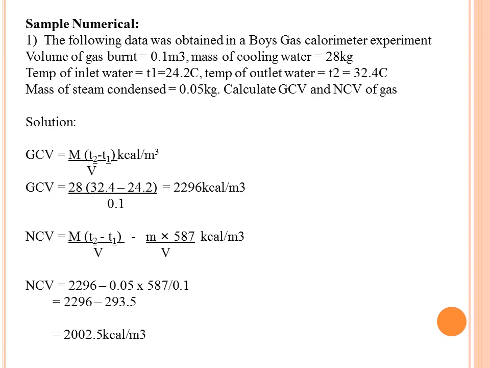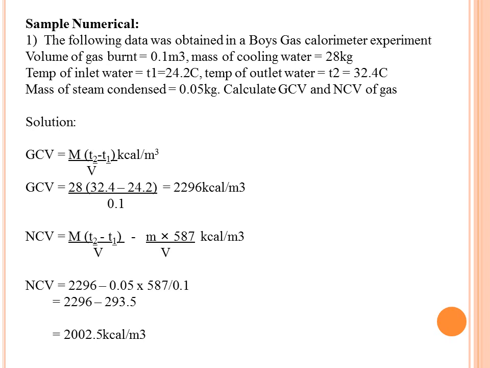So this one is the numerical for Boy's gas calorimeter. The data given: volume of gas burnt, that is capital V; mass of cooling water, capital M; temperature of inlet water and outlet water, that is T1 and T2; mass of steam condensed, that is small m. And we have to calculate GCV and NCV.